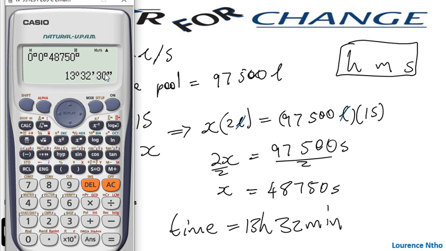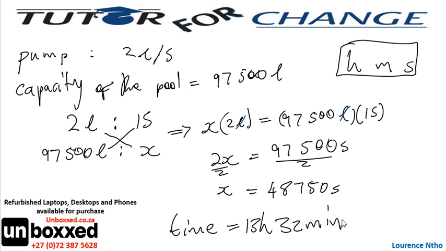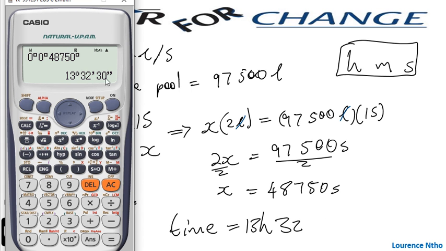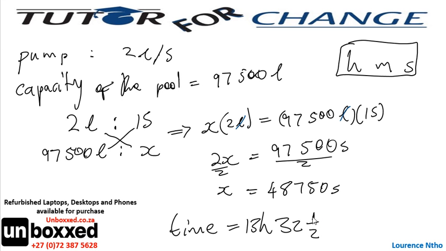So we know that they want our answer in hours and minutes, right? So what we are going to do is, this last part is 30 seconds. 30 seconds is half a minute, right? So that's why we have 32 and a half minutes, because they want us to give the answer in hours and minutes only. Okay. So now that we are done with this, the story doesn't end here.